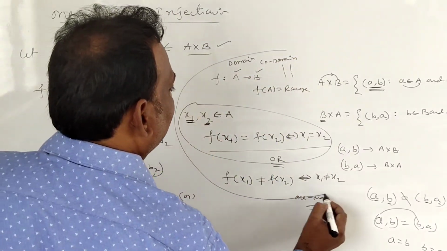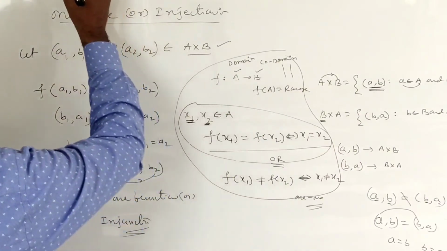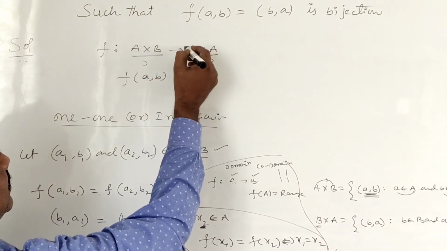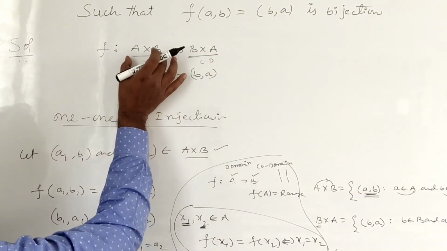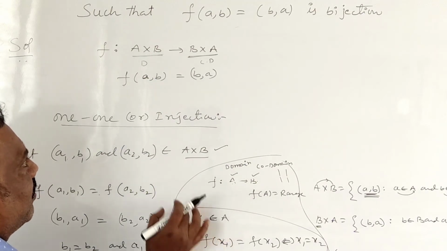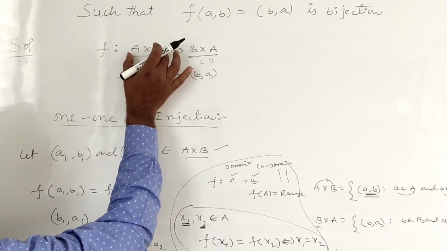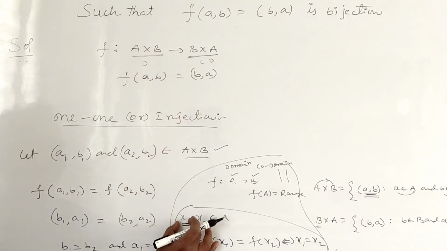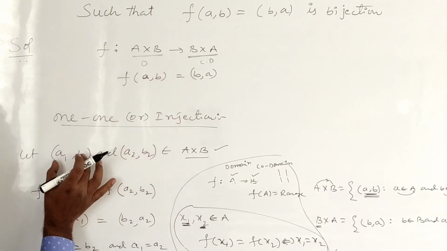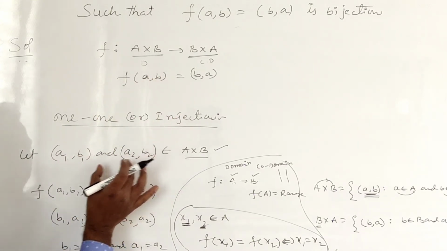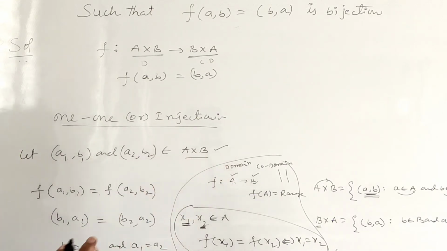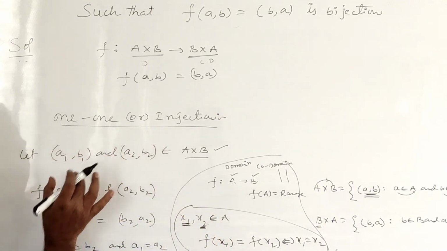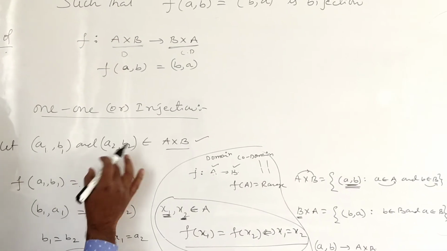But in our given problem, f is a mapping from A cross B to B cross A. So this is the domain and this is the codomain. The domain will not have single elements. Why? Because it is a Cartesian product, and in a Cartesian product you get ordered pairs. That's why, instead of x1, I am taking one ordered pair A1 B1 and another ordered pair A2 B2. Suppose these two ordered pairs in A cross B satisfy f of x1 is equal to f of x2.